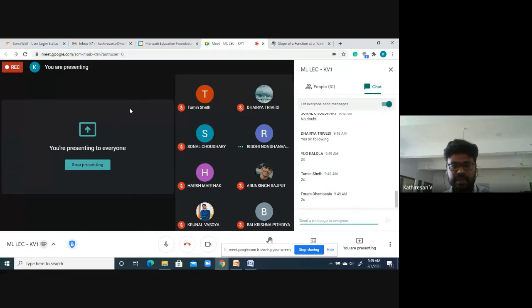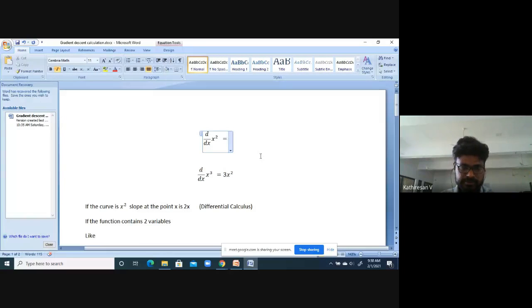So you have to reduce 1 in the power, and you have to write like 2x. For x cube, it is 3x square. Okay, I think no doubt in this. You are already familiar with the differential calculus, so I don't want to get into differential calculus much. So you have to do a differentiation.